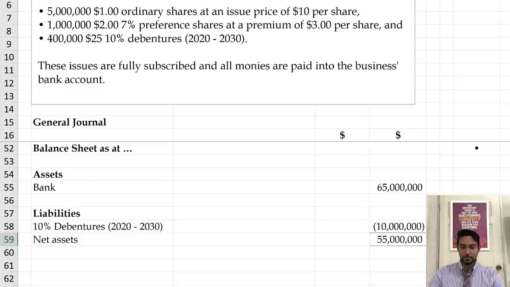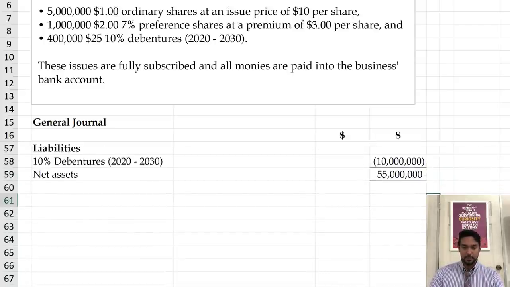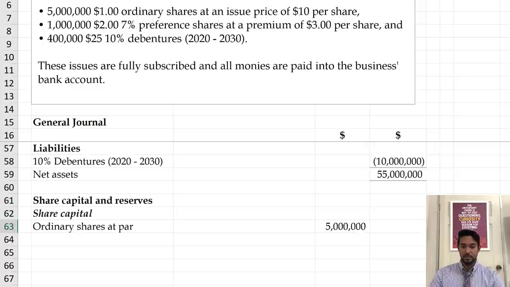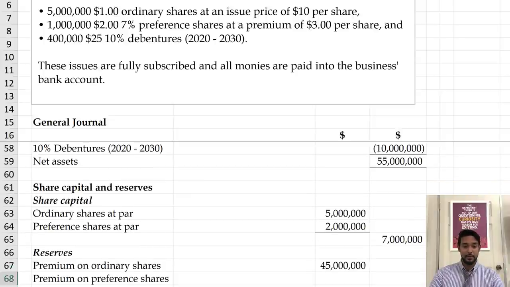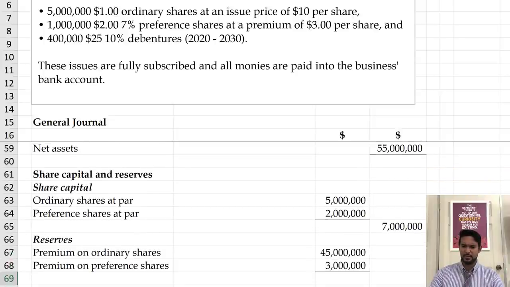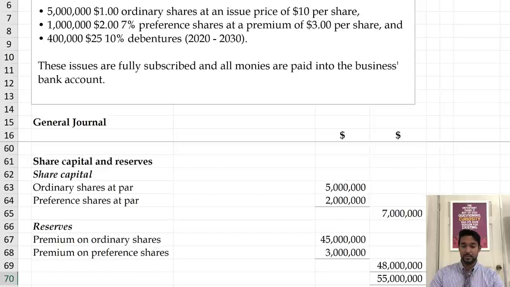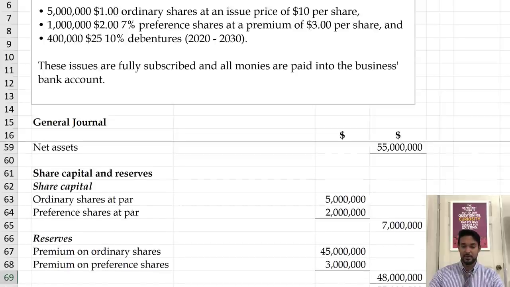Okay, capital now. Let's go down a little bit. So share capital and reserves. So we have ordinary share capital. That was 5 million. Preference share capital. That was 2 million, right? Totaling 7. And we have the reserves. So we have the share premium on ordinary shares. That was 45 million. And the preference share premium, that was the 3 million, giving us 48. And 48 and 7 will give us back 55. So you can see there.